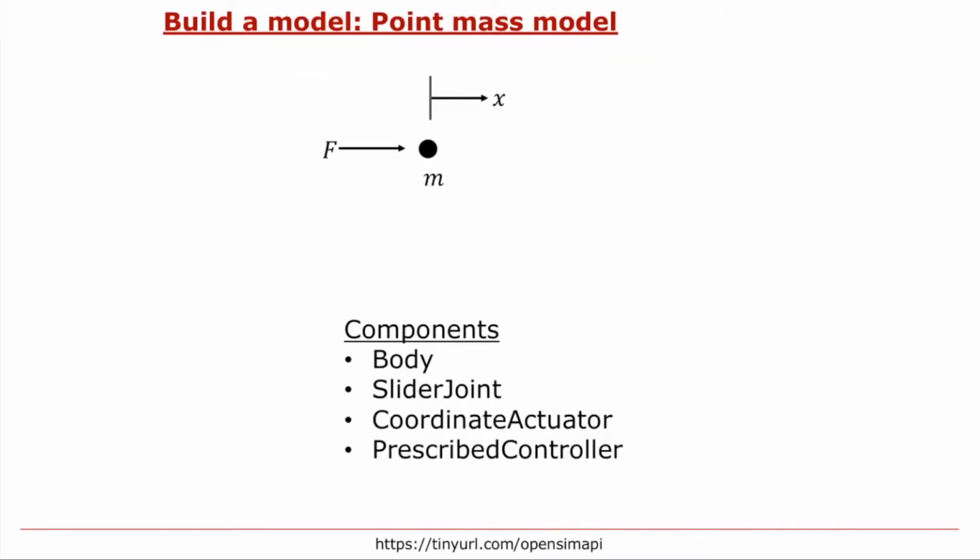In our point mass example today, we'll add 4 components to our model through Matlab. We'll add a body, a slider joint, a coordinate actuator to apply forces to the point mass, and a prescribed controller to set the control signal that we feed to the actuator.